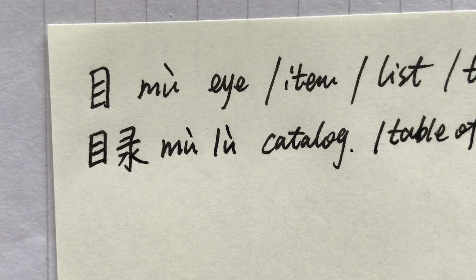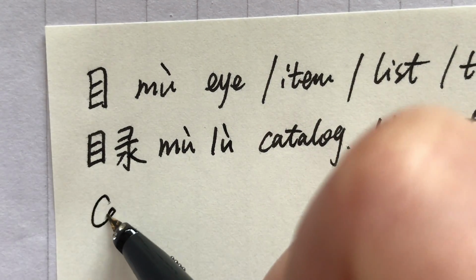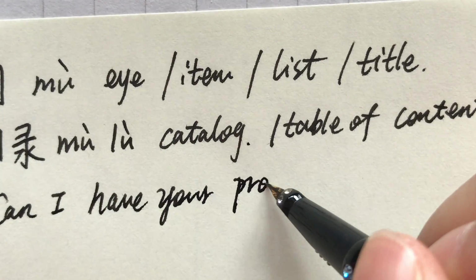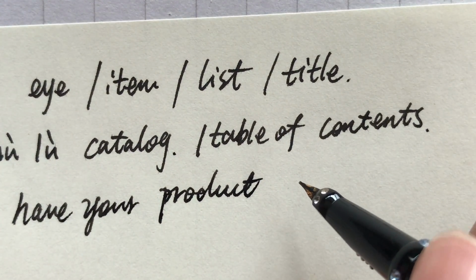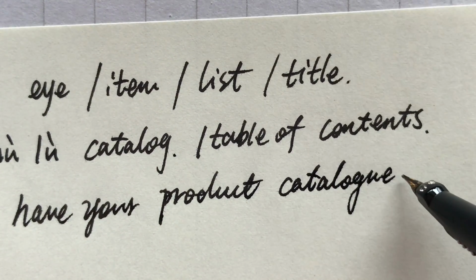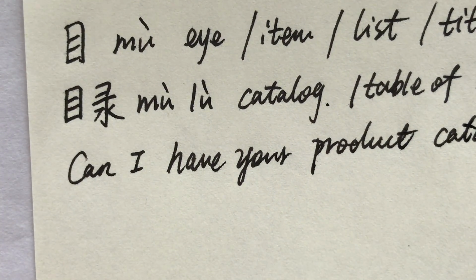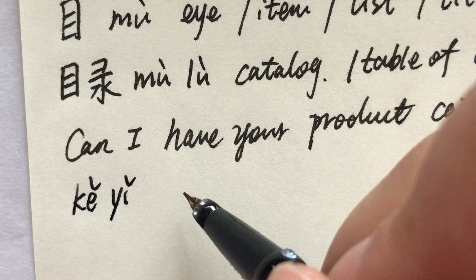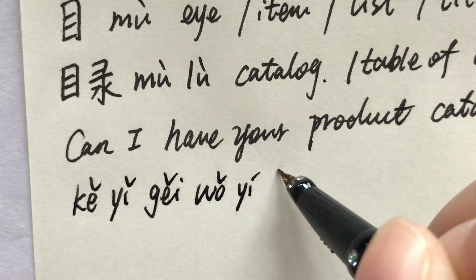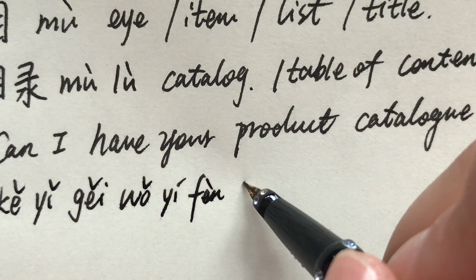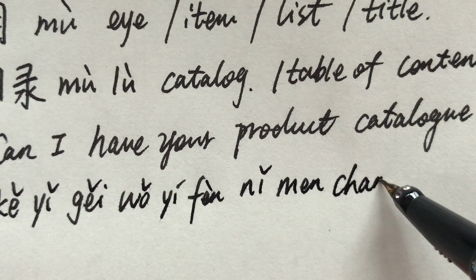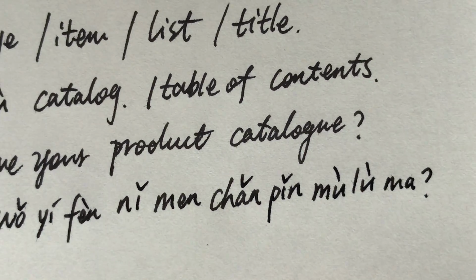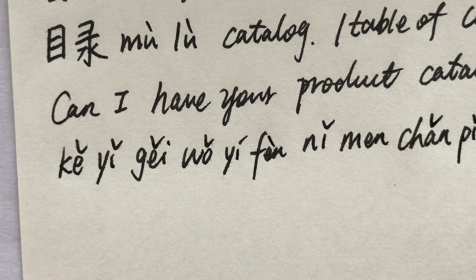Now check this sentence. Can I have your product catalog? 可以给我一份你们产品目录吗？ Can I have your product catalog?